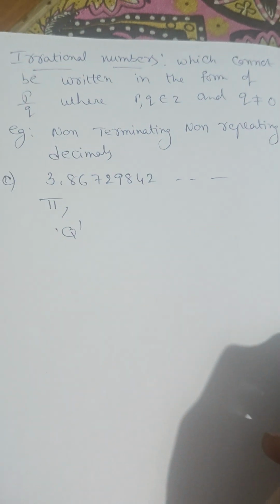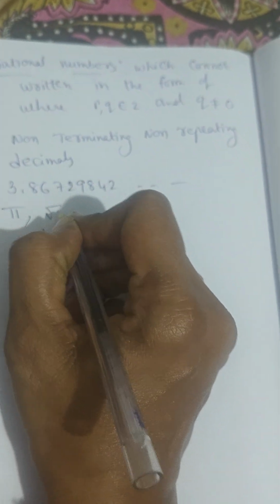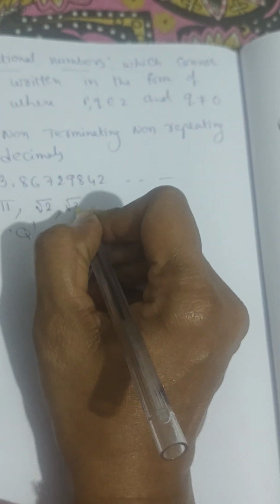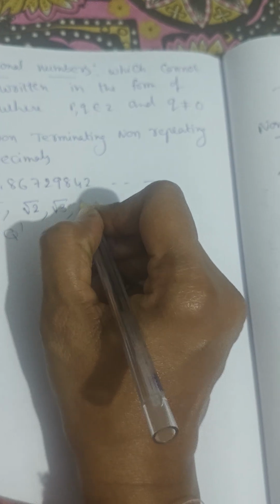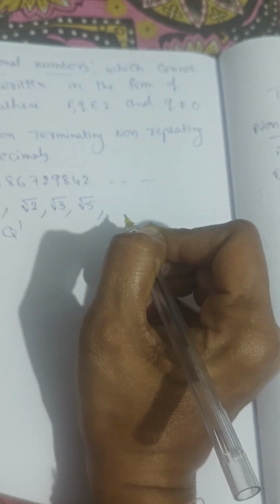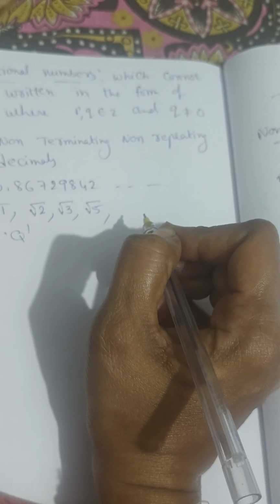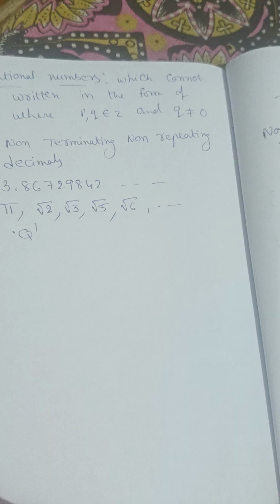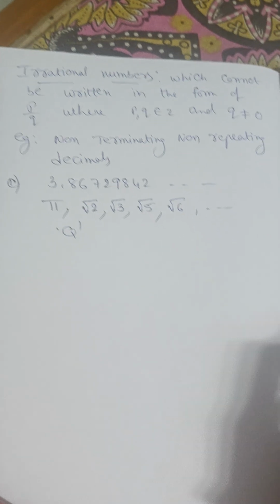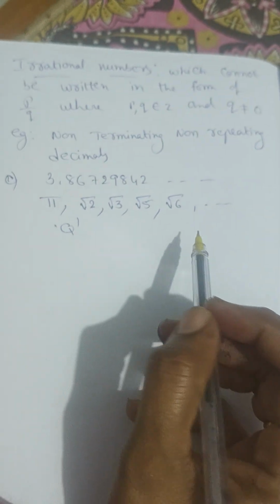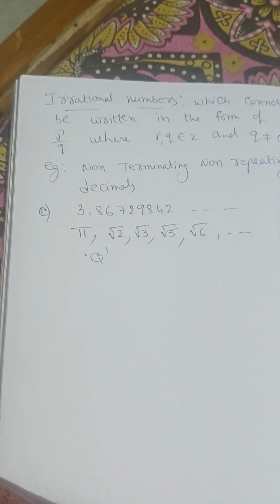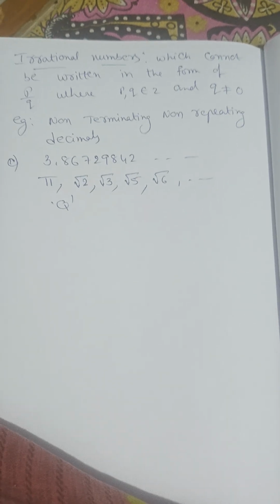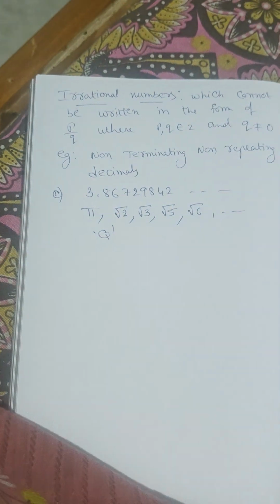Already you learned in 9th class. Can you say? Root 2, root 3, under root non-perfect squares, root 5. Don't take root 4. What is the value of root 4? 2. It is a rational number. Root 6. So, these all come under irrational numbers. Okay, children? Already you learned in 9th class how to find the value of root 2, root 3, root 5 by using the long division method. So, these are all irrational numbers.